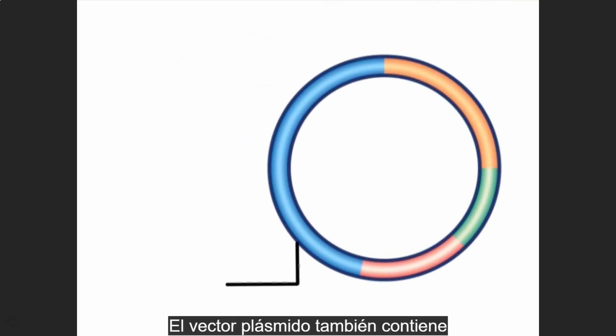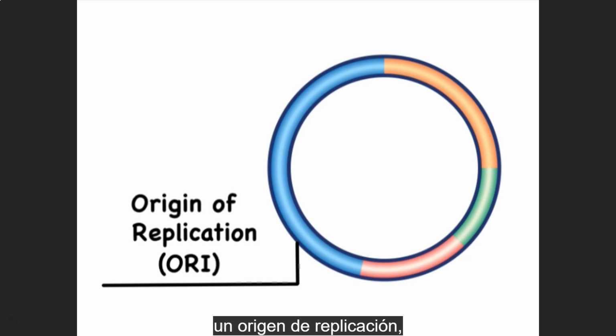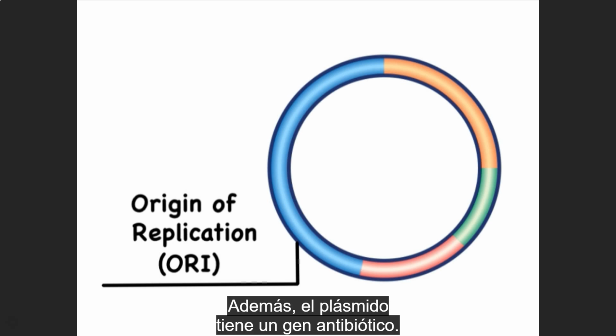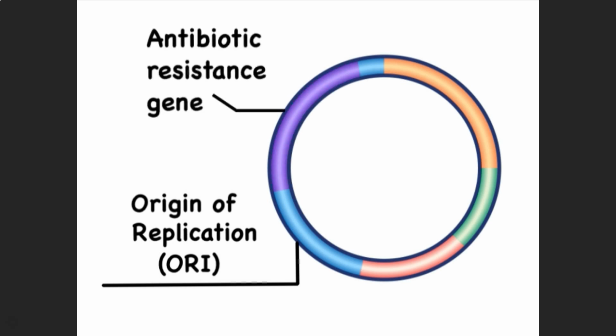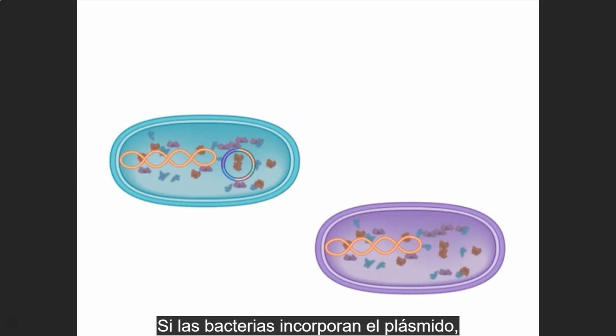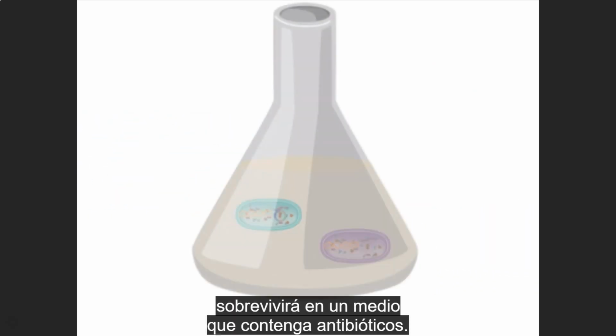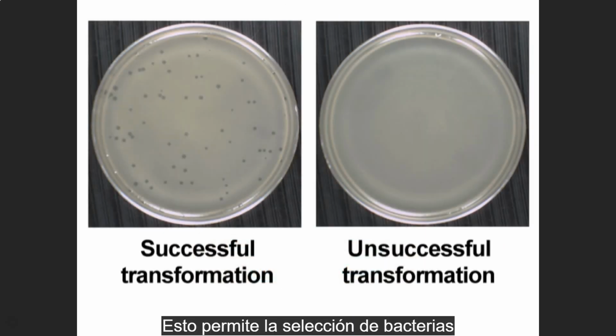The plasmid vector also contains an origin of replication, which allows it to be replicated in bacteria. In addition, the plasmid has an antibiotic gene. If bacteria incorporate the plasmid, it will survive in media that contains antibiotic. This allows for the selection of bacteria that have been successfully transformed.